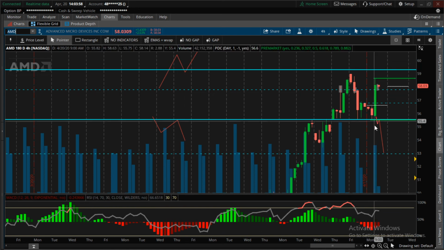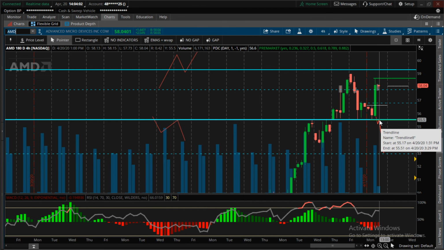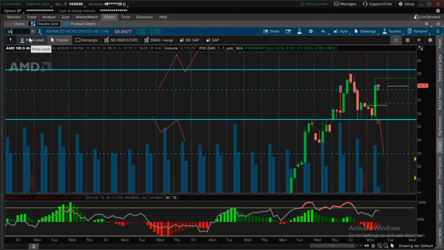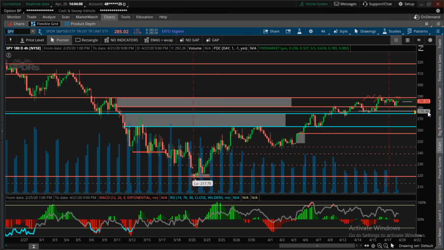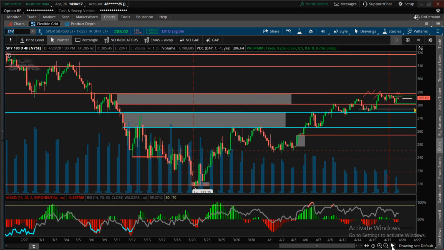But if it's going to come down, we want to see a break of the 55.50 level, test the 55.50 level, turn it to resistance, and wash out. For SPY, all right, I'll go over here for SPY. For SPY, we want to see a break of the 280 level, turn it to resistance, and then wash out. We want to see the SPY break below 280, test it, turn it to resistance, and then wash back out.